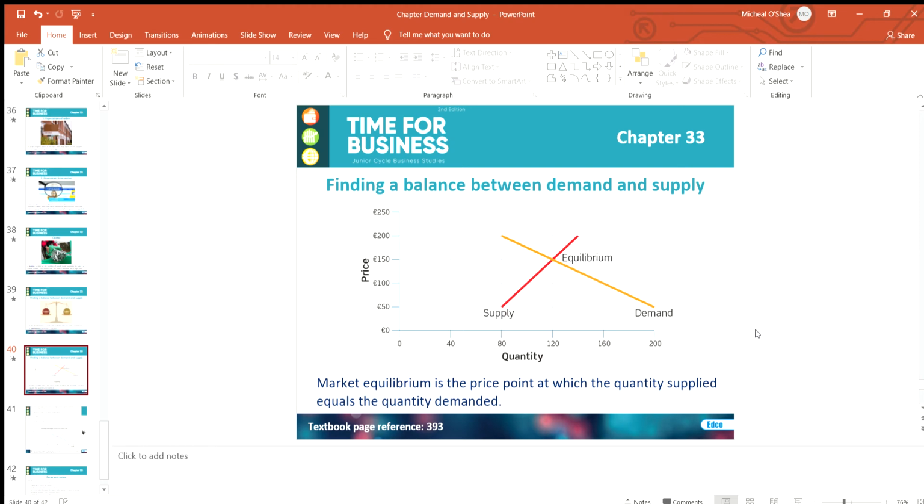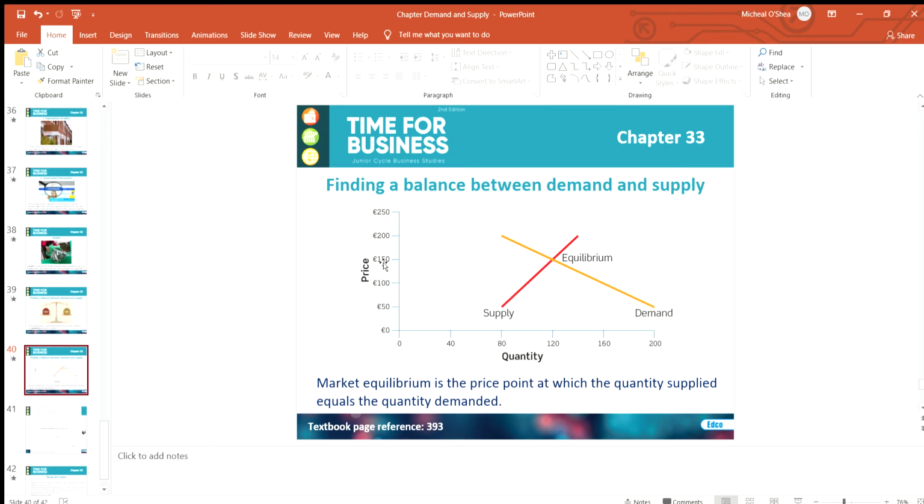So finding a balance between demand and supply is more like what a market looks like. Market equilibrium is the price point at which the quantity supplied equals the quantity demanded. We can see here that when the price is low, suppliers don't really want to supply much of the item. As the price goes higher, they're more willing to supply. But the consumer, the buyer, takes the exact opposite standpoint. When the price is really high, you don't want to buy it. As the price drops lower, you're more interested in buying.